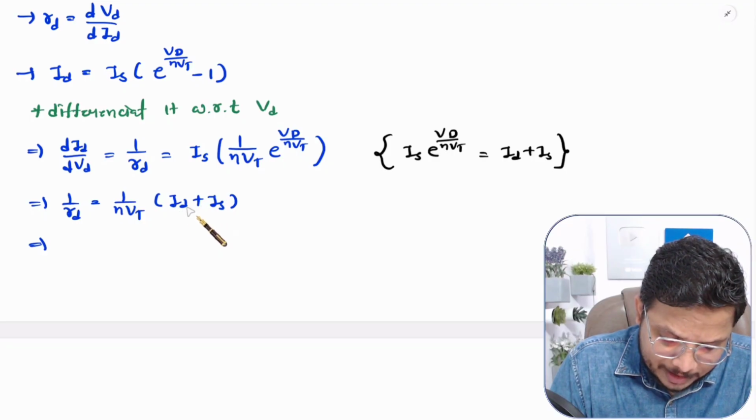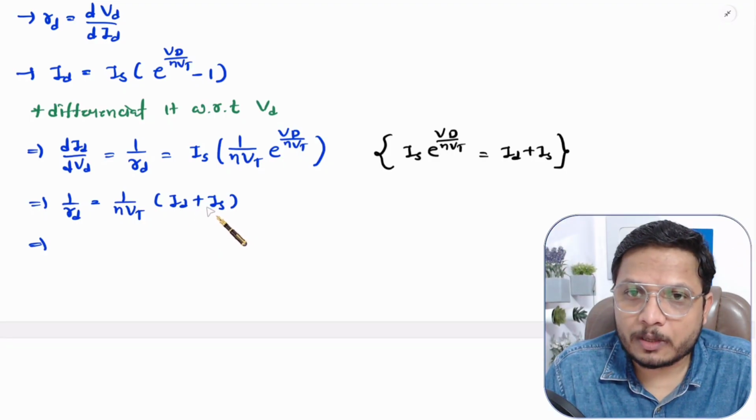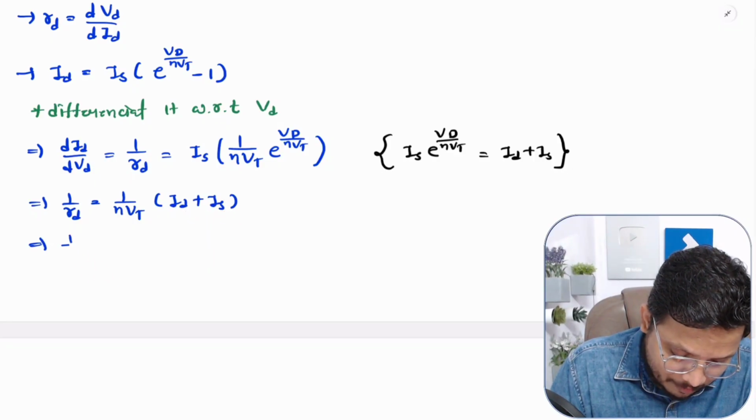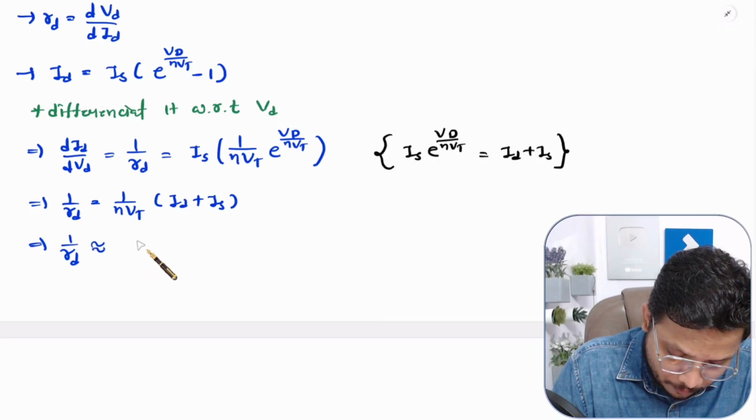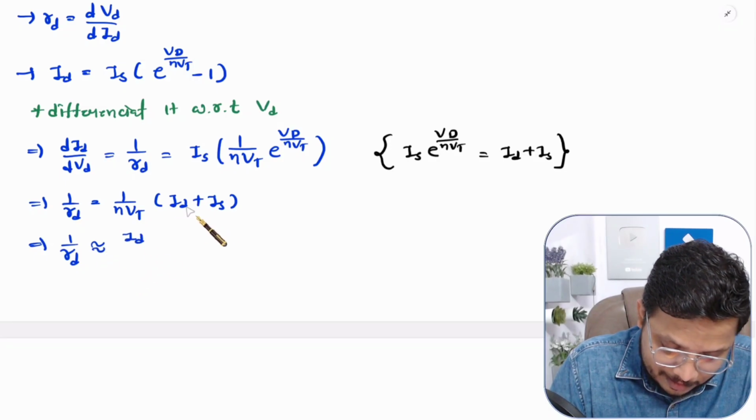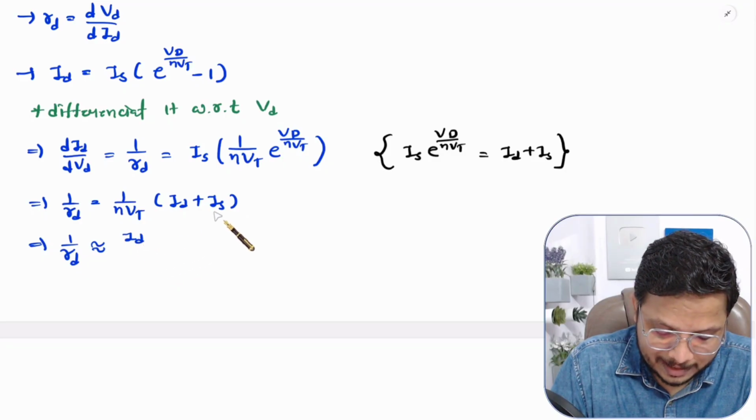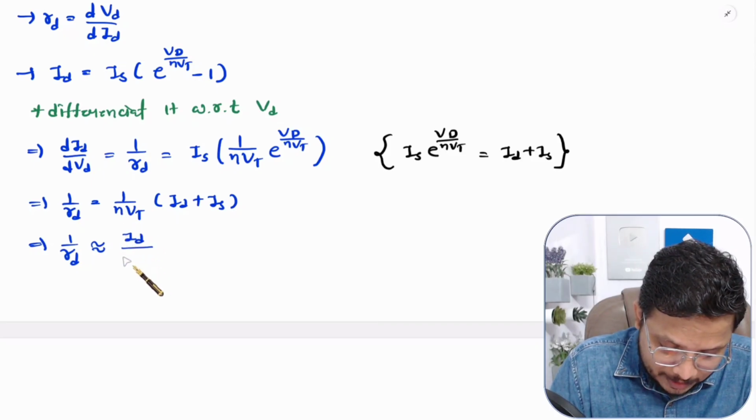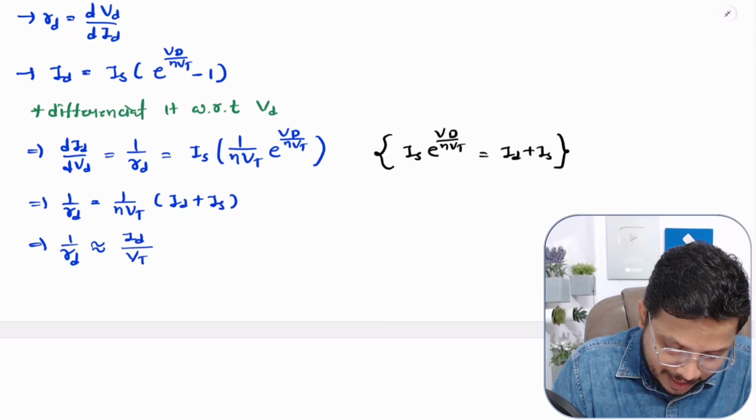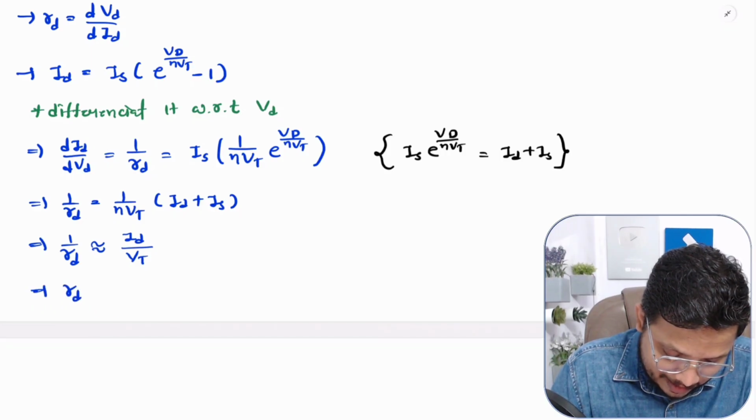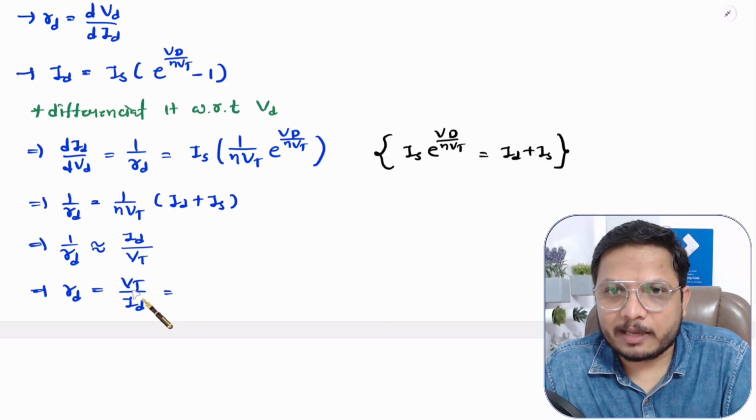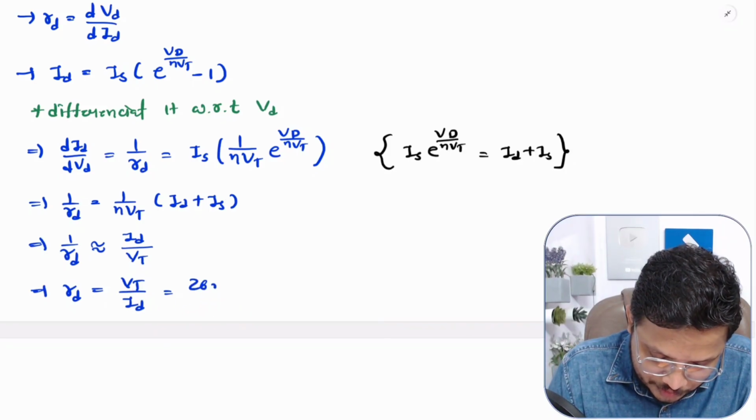In ID plus IS, IS is the current due to minority carriers, which is very low compared to ID, right? So 1 by RD is almost equivalent to ID; instead of ID plus IS, you can write ID, as ID is way bigger compared to IS. And for silicon, this eta is 1. So ID by VT is 1 by RD, so you can say RD is VT divided by ID. What is VT? VT at room temperature is 26 millivolts, right?